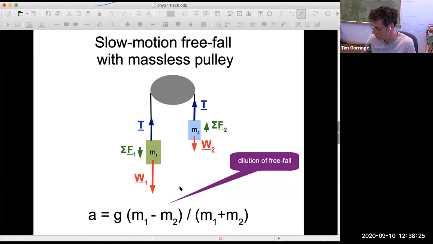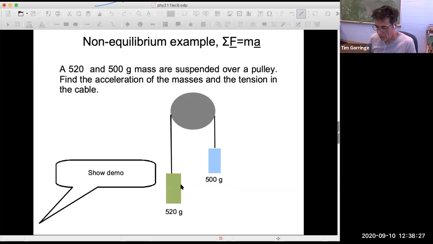Let me go on to work out this problem of the pulley and the two masses.